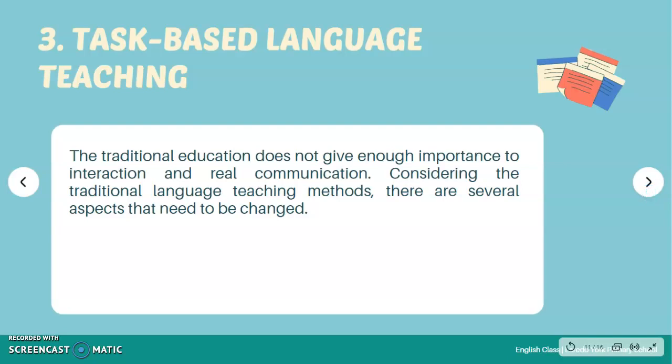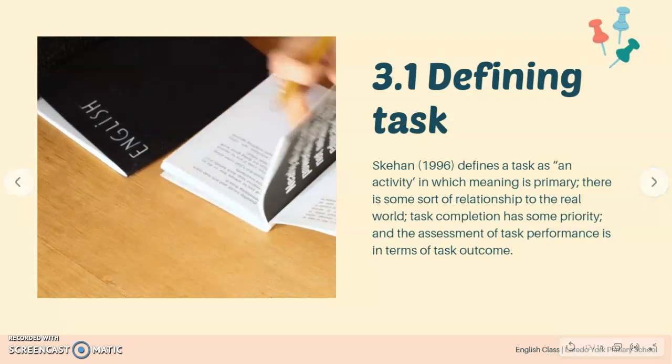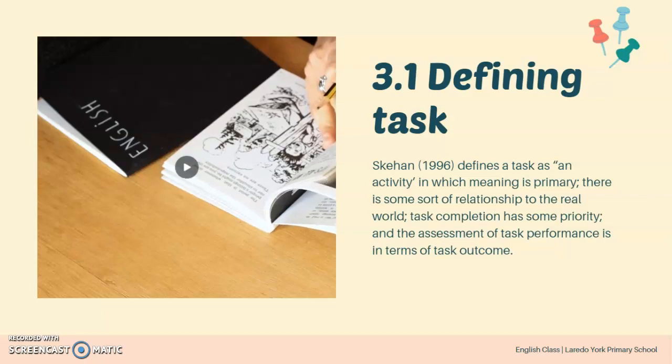Let's start with point 3, task-based language teaching. Traditional education gives no importance to interaction and real communication. Consider the traditional language teaching methods. There are several aspects that need to be changed. For example, defining a task. According to Sheehan, 1996, a task is an activity in which meaning is primary. Also, there is some sort of relationship to the real world.